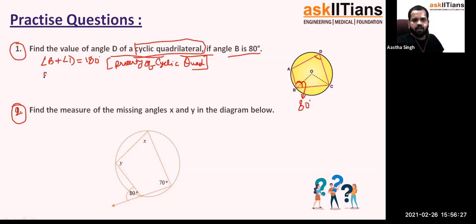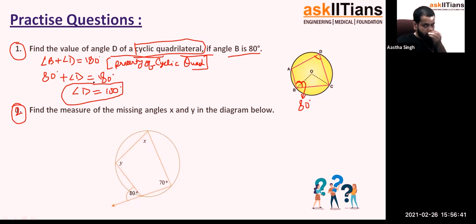Angle B is 80 degrees, plus angle D, which we have to find out. Angle D will be equal to how much? 100 degrees. I think you all have got the point, right? Guys, let me give you another question, right here only.